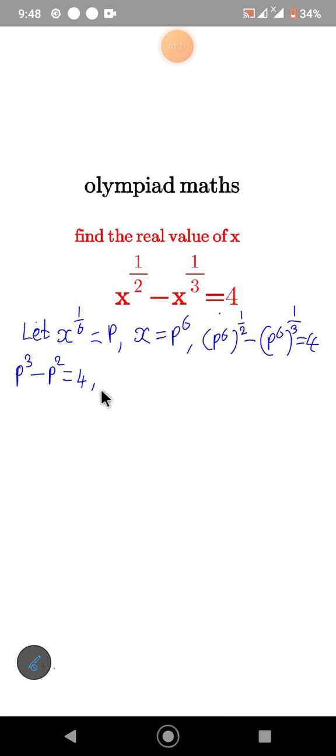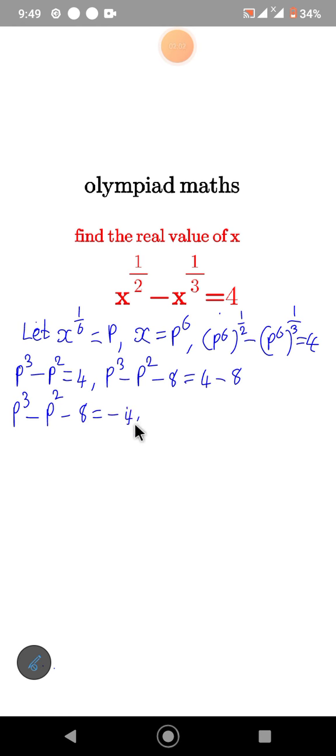The next thing I did was that I subtracted 8 from both sides of this equation. So here will be p raised to the power of 3 minus p squared minus 8 equal to 4 minus 8. Then here will now become p raised to the power of 3 minus p squared minus 8 equal to minus 4.